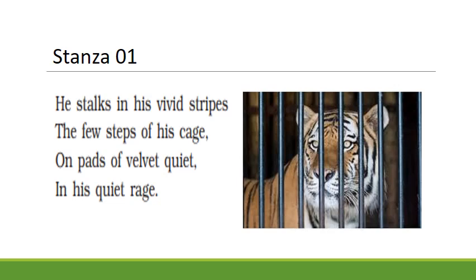And in his quiet rage, here quiet means there is no noise at all and rage means anger. So the tiger is very angry as it is inside the cage. And how is it showing its anger? It is keeping quiet and at the same time taking few steps in the cage up and down. So why is the tiger angry? Because it does not have freedom and it is kept inside the cage.